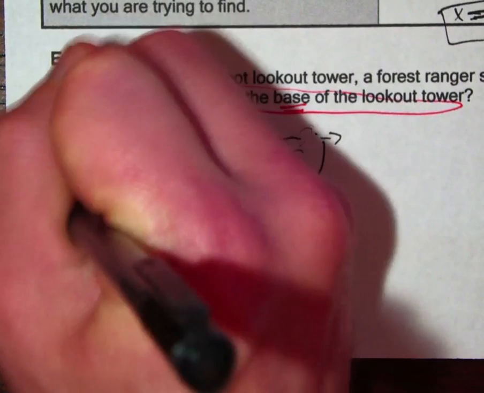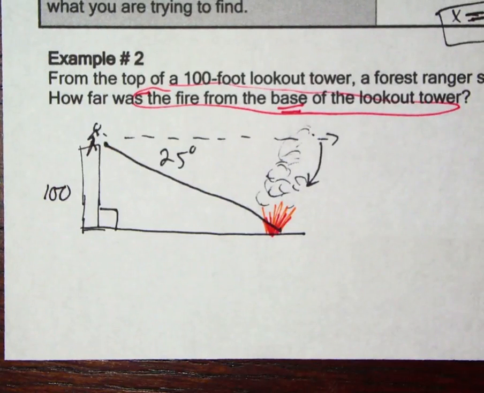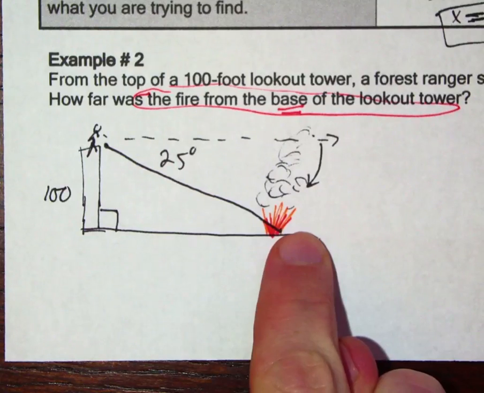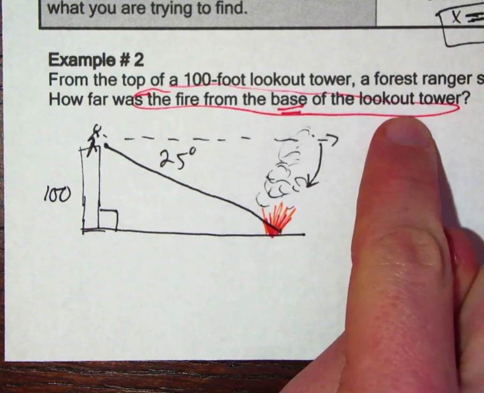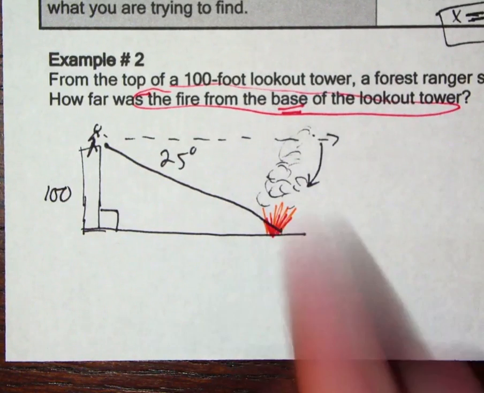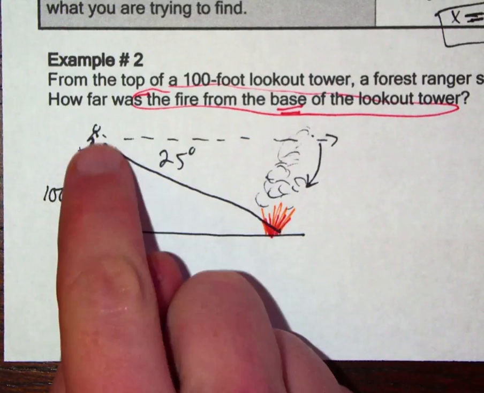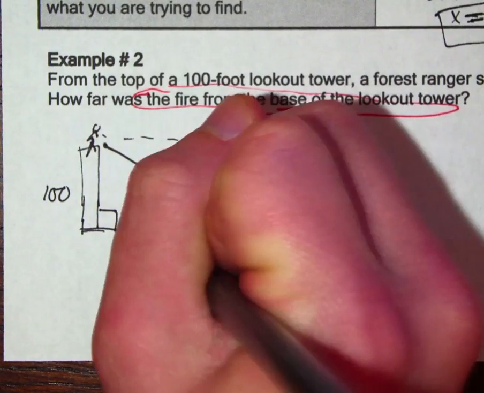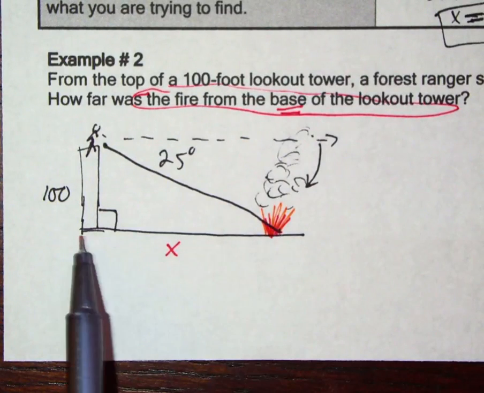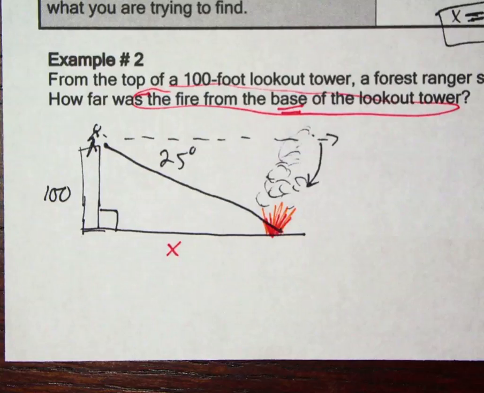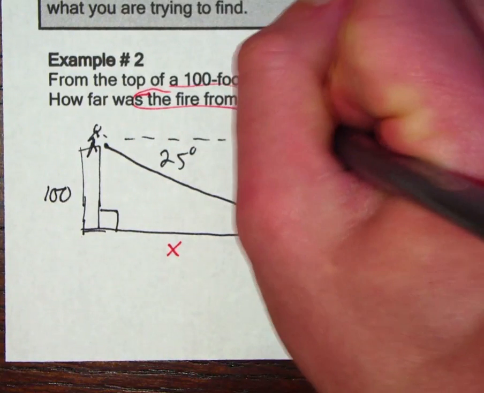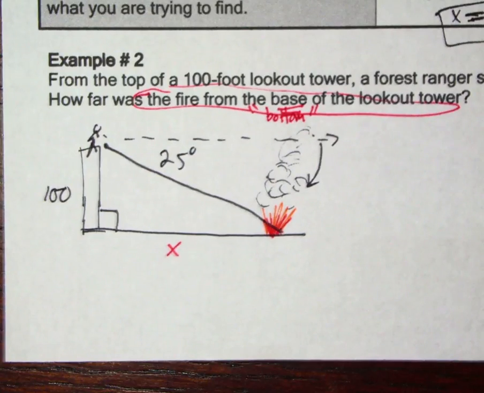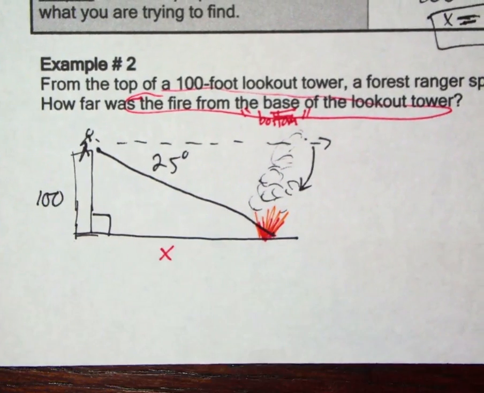Now our tower is 100 feet tall, and what we want to know is how far was the fire from the base of the tower. So not just from the tower, because it could be from the top or the bottom. No, from the base of the tower. So my find is really this. This is how far the fire is from the base of the tower. The base means the bottom. So I don't even have any degrees in here.